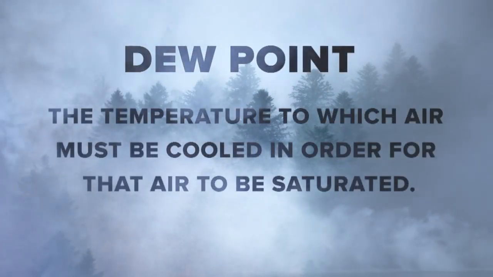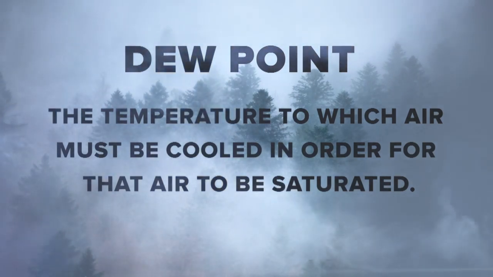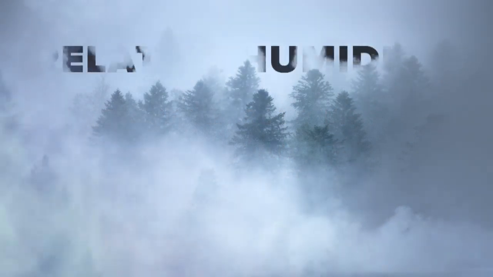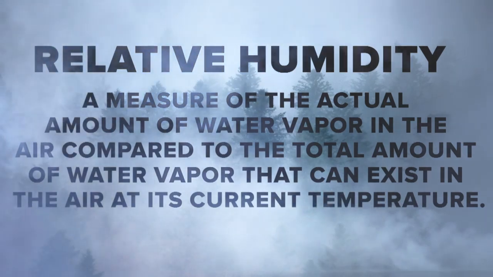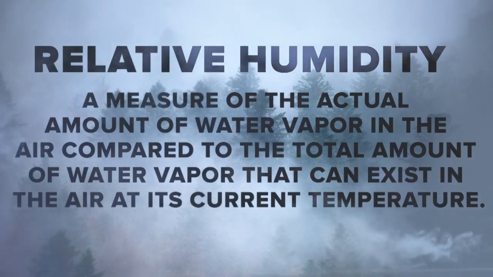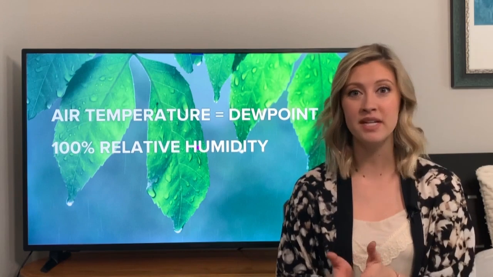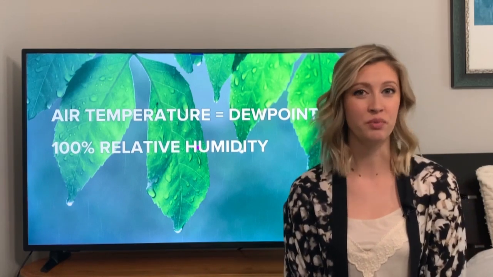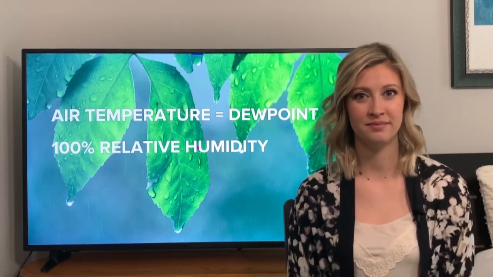Definition 1. Dewpoint. It's the temperature to which the air must be cooled in order for that air to be saturated. Definition 2. Relative humidity. It's a measure of the actual amount of water vapor in the air compared to the total amount of vapor that can exist in the air at its current temperature. If the air temperature and the dew point are equal, that means relative humidity is at 100%. And in order to have fog, this must happen.